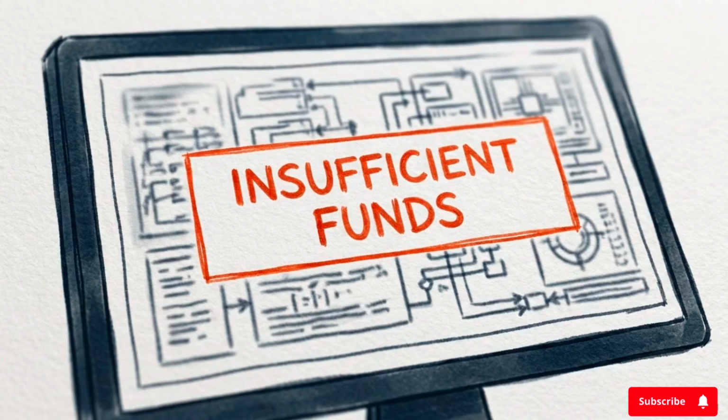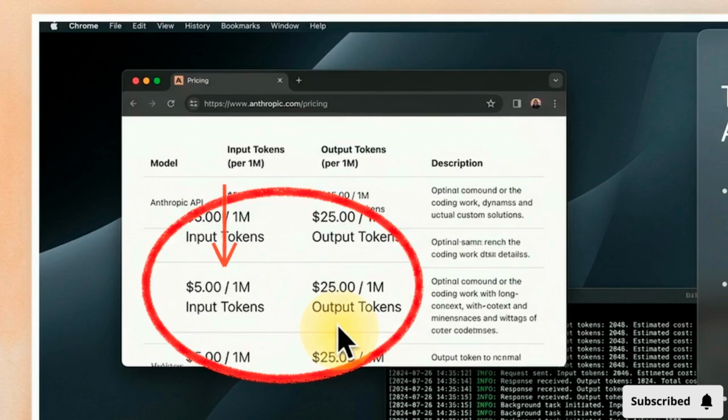The primary obstacle isn't a lack of skill or waitlists. It's the crushing cost of direct API consumption. This pricing table from Anthropic highlights the problem. Input tokens cost $5 per million, while output tokens jump to $25 per million.